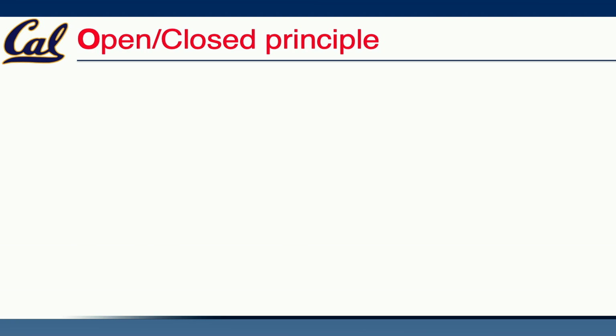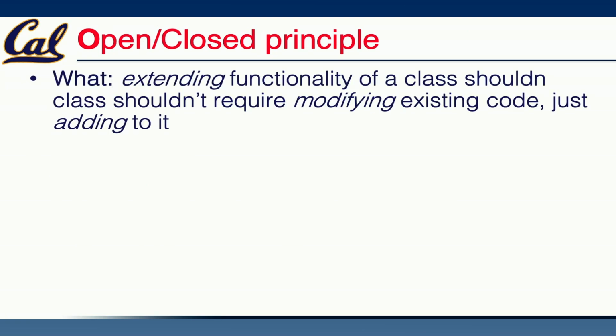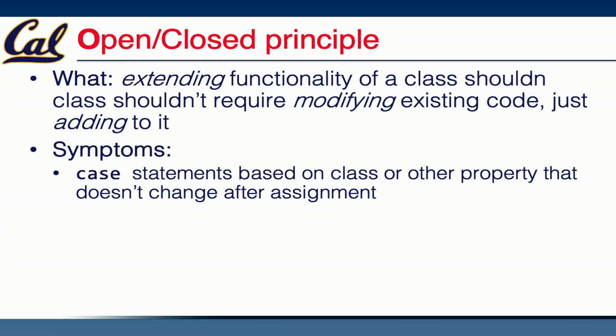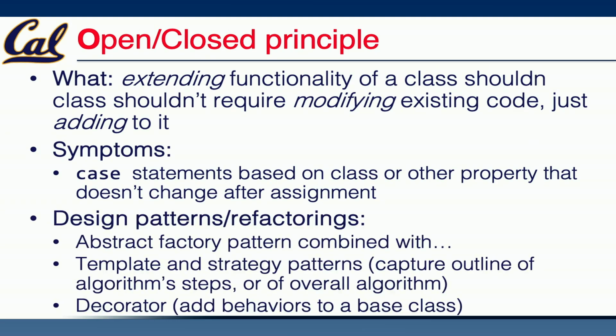We have the open closed principle, that a class shouldn't require adapting its class to extend the functionality, or that we should have specific points in which we extend the functionality, such as different kinds of reports. Most common symptom to be aware of is case statements that will constantly require adapting. And to address some of these issues, various patterns like the abstract factory pattern, the template and strategy patterns, or decorators can help address the open closed principle.